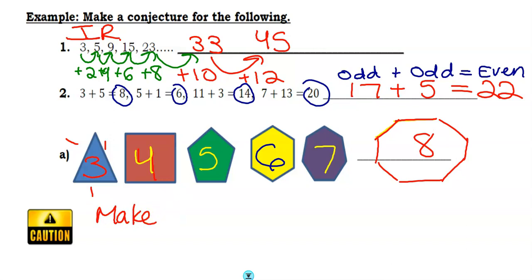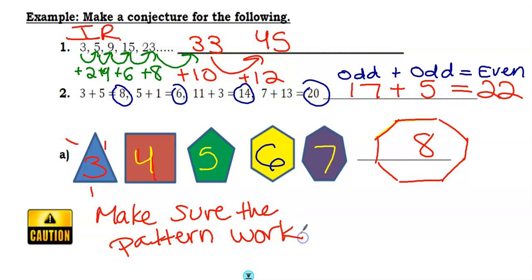Make sure it works all the way through. Okay? And if the pattern doesn't work, then you can just say you can't make a conjecture. Okay? So all of these were inductive reasoning questions, and you just needed to finish out the pattern.